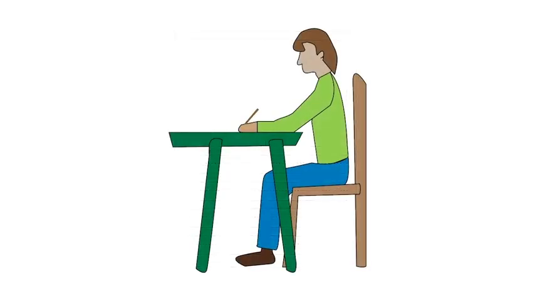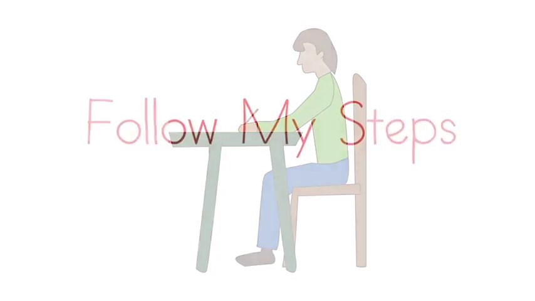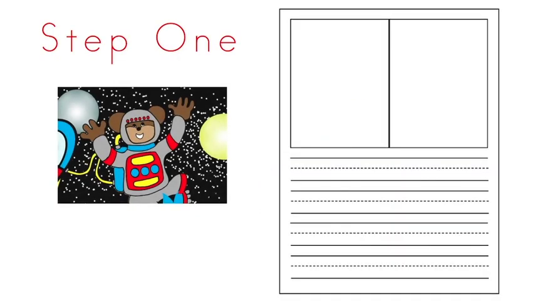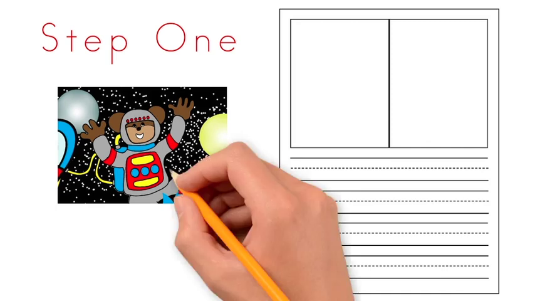Have your sentence organizer in front of you. Get into writing position. Sit up tall in your seat, feet flat on the ground, and have your pencil in your hand, ready to write. Follow my steps. Step 1. Point with the pencil to the idea and ask, who or what is this about?